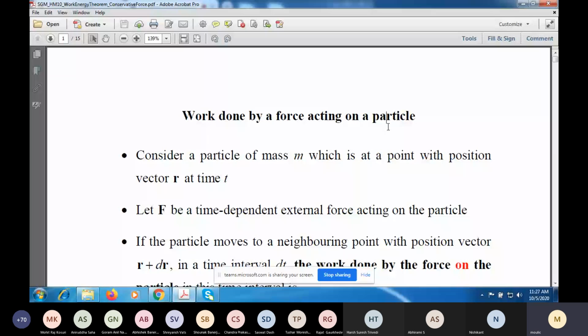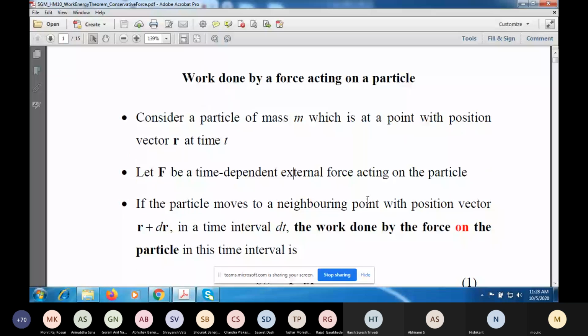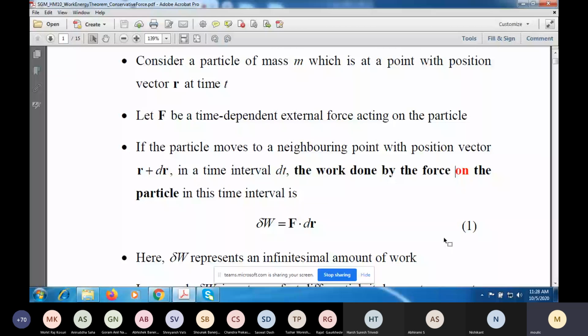mechanics. So consider a particle of mass m, which is moving, and let us say at time t, it's at a point with position vector, which I'm denoting by the vector r. Now suppose there's a time-dependent external force, which I'm calling capital F, acting on the particle. Now when the particle moves to a neighboring point where the position vector is r plus dr in a time interval dt, what will be the work done by the force on the particle? Well, you know from your mechanics, it is F dot dr.